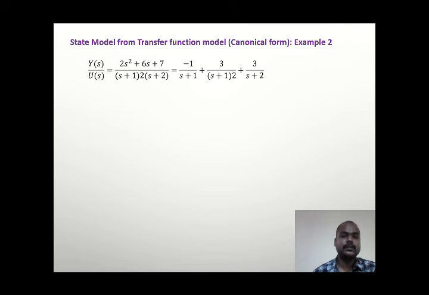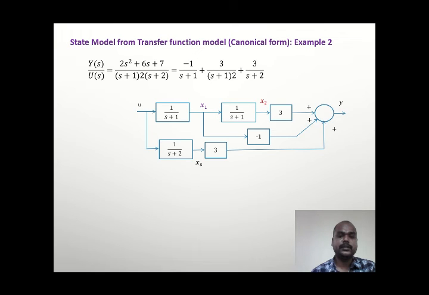Now we can see some other example for this canonical form, in which we have taken this transfer function, which is 2s square plus 6s plus 7 divided by s plus 1 whole square times s plus 2. When we apply the partial fraction method, we can obtain these three separate terms, and this will be the corresponding block diagram.